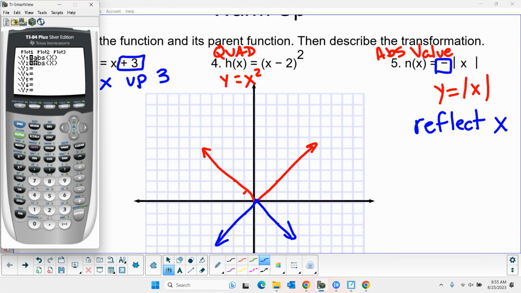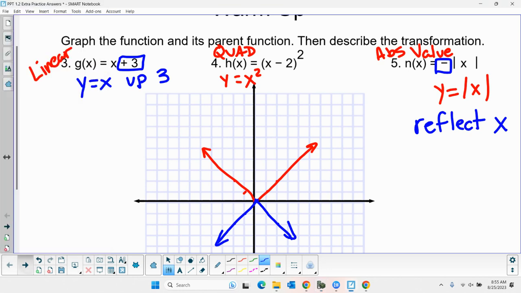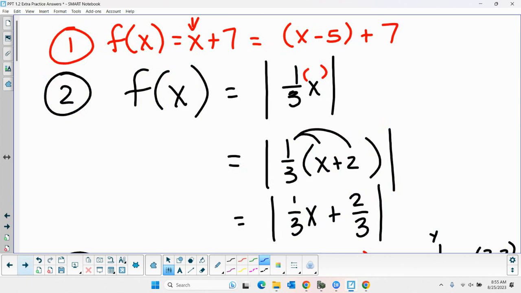All right, I got to insert a negative. All right, so there's our parent function, and there's our reflected one. Okay? So that was just more of section 1.1. We've been doing section 1.2. And here's our answers. There we go.